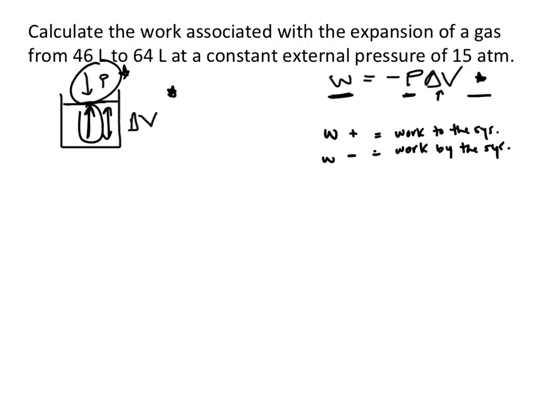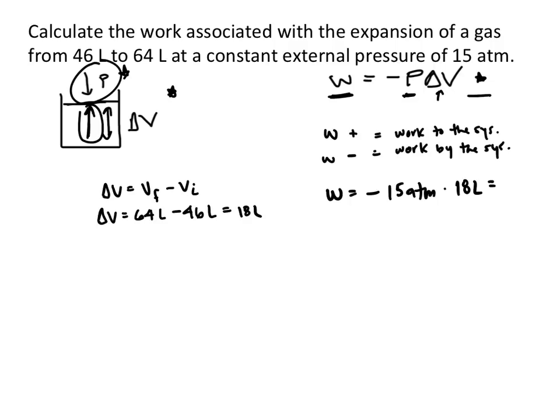The first thing we're going to calculate is our delta V. In order to calculate our delta V, we're going to take our volume final and subtract our volume initial. We went from 46 liters, which is our initial value, to 64 liters. We plug those in, and that's going to give us 18 liters in terms of our change in volume.